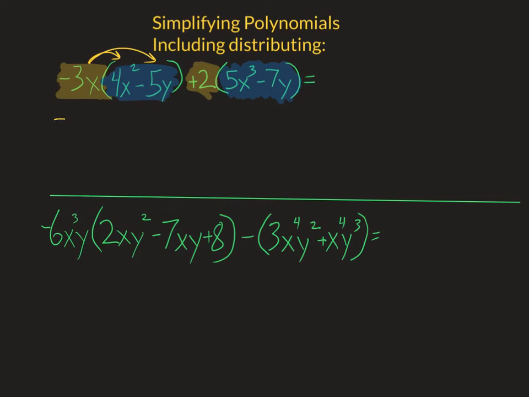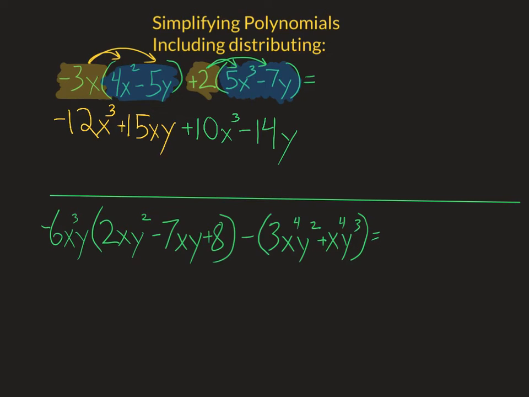Negative 3 times 4, we got that negative 12. Put all of those x's, x and x squared together makes x^3. Negative 3 times negative 5 is plus 15xy. We'll switch colors just to keep things clear, and now we're going to this second piece. 2 times 5, positive 10x^3. 2 times negative 7, minus 14y.